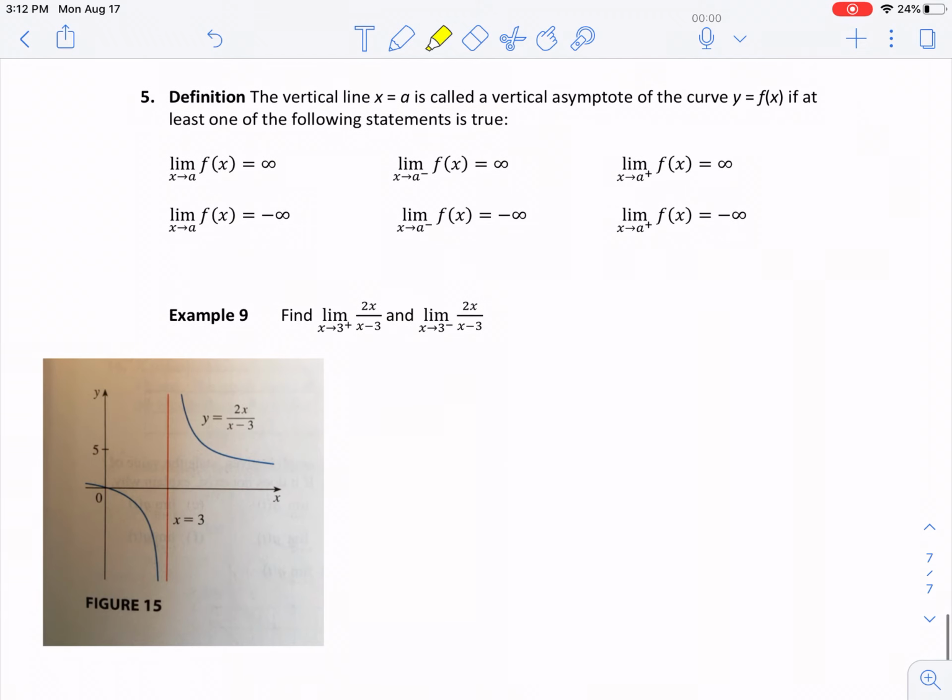Okay, so if you take a look at example 9, we want to find the limit as x approaches 3 from the right of that function, and then from the left of that function. So let's take a look at the right. And I have the sketch for you right there. As you can see from the right, this one is going to go to infinity.